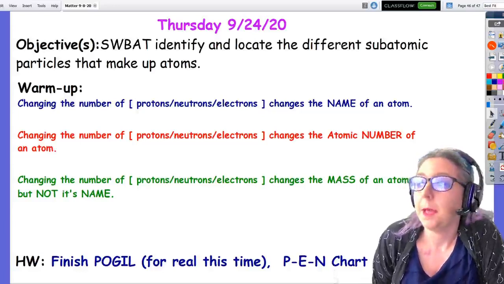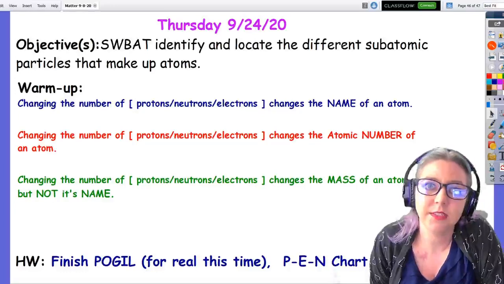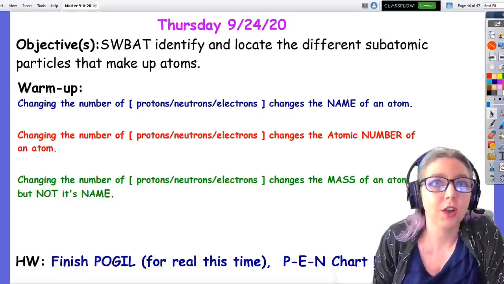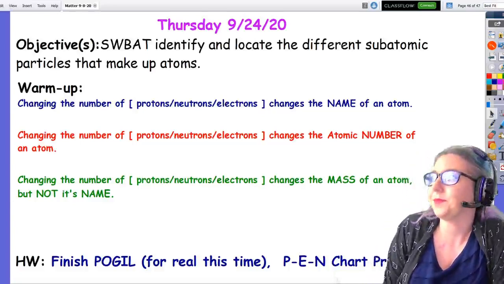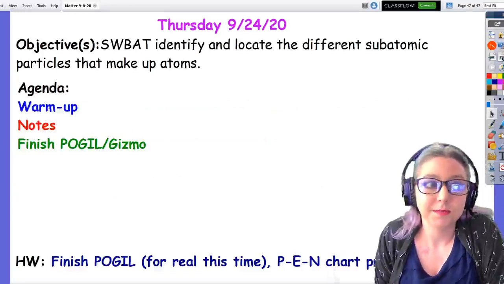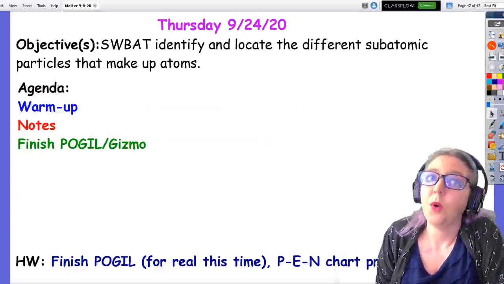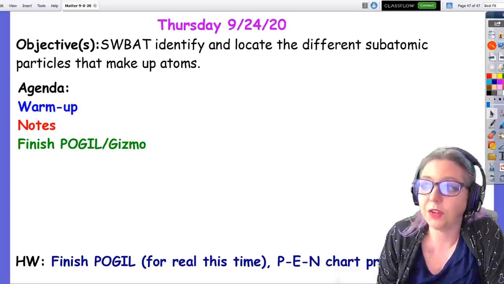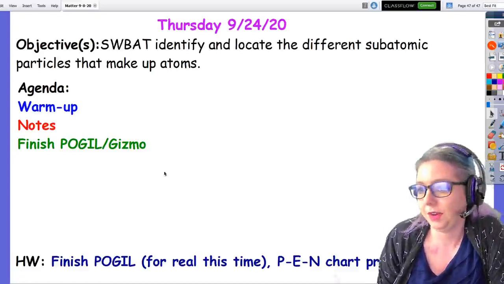And then there is a PEN chart. It's technically a quiz in Canvas, but that's also your homework to do over the weekend before I see you next. So after the warm-up, we took some notes, and any leftover time was spent for your POGL or your Gizmo, or if you were all done with both of those, you're welcome to start on the PEN chart homework.